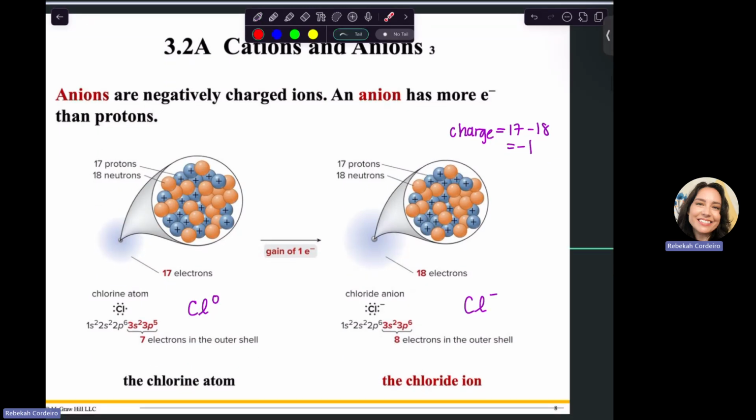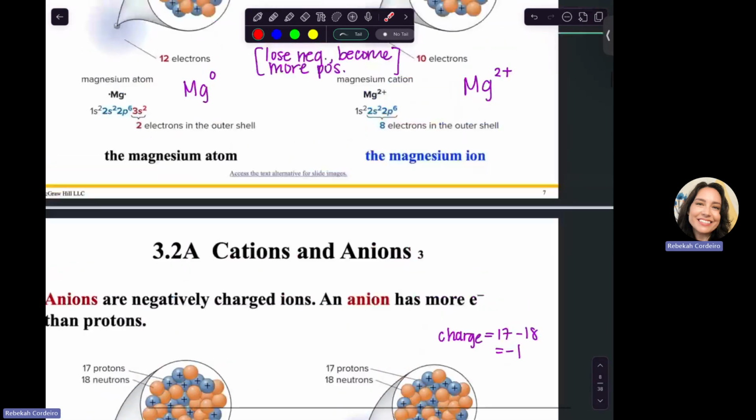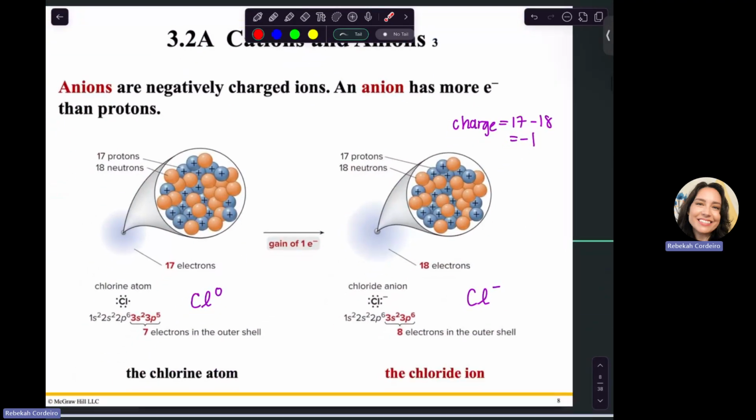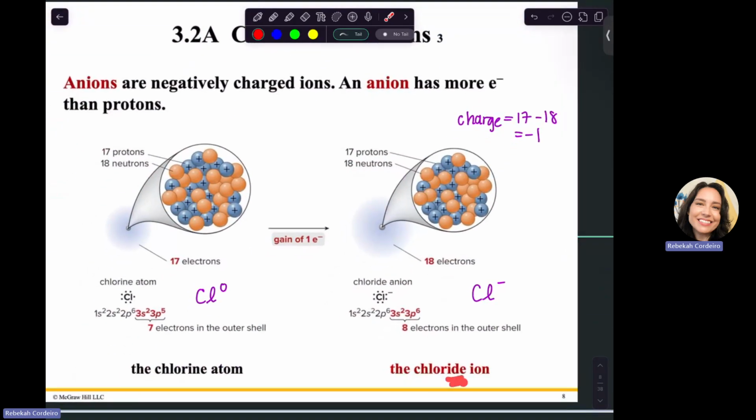Notice that we changed the name. We'll talk a little bit about naming later, but for the chlorine atom, we say ion at the end, and we changed the ending of chlorine to chloride. We did not do that for magnesium and for sodium. So with anions, we change the ending of the name when we are naming the ion version.